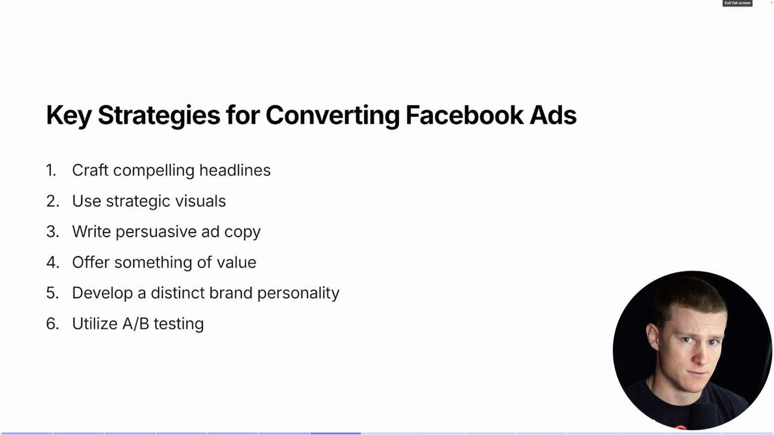Now, number two, use strategic visuals. What I mean by this is if you are selling swimwear, don't have a model wearing your swim trunks in a studio. Have them on a beach in Hawaii or in Newport or in Greece, whatever it may be. Make sure it is where your customer wants to actually be.